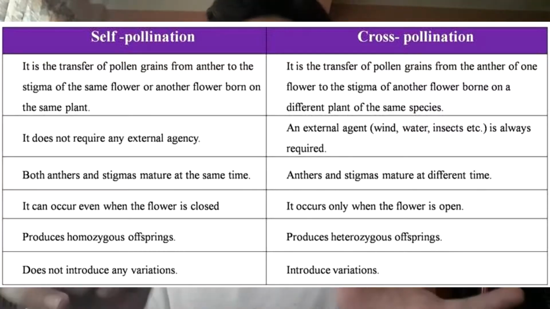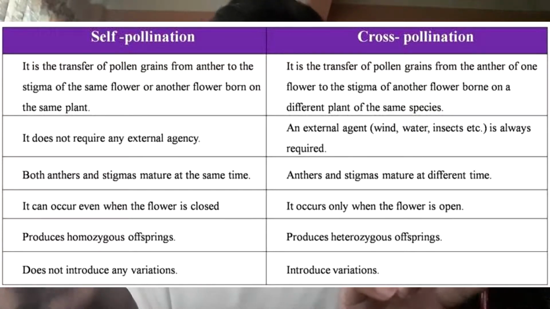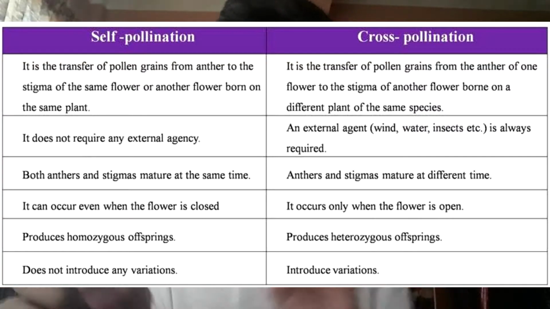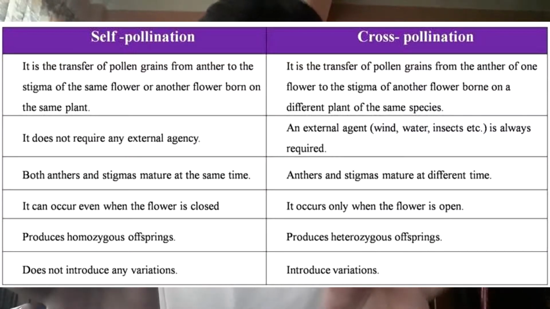Self-pollination can occur when the flower is closed, but it can't occur when the flower is not closed. Does that make sense? Hold up, I'm gonna say it again. It can occur when the flower is closed in self-pollination, but in cross-pollination, it only occurs when the flower is open.